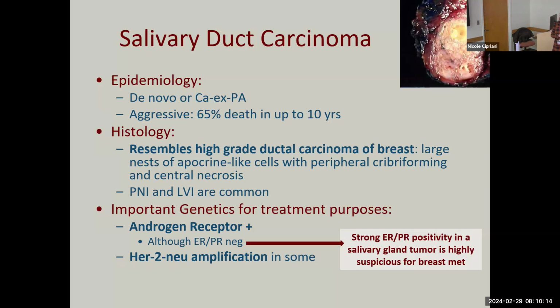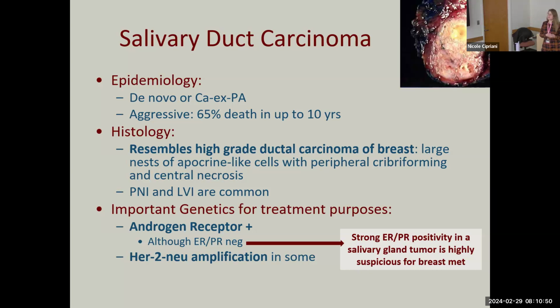So we often see carcinoma ex pleomorphic adenoma morphologically appearing as salivary duct. These are uniformly high grade. They have this apocrine morphology, very frequently PNI and LVI, and strong nuclear androgen receptor positivity, and often very strong membranous HER2. We've shown that those that are HER2 3+ do have HER2 gene amplification. So not only can this help you in diagnosis, but often treatment, right?